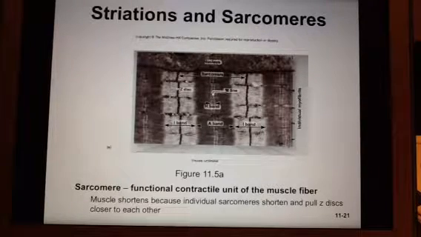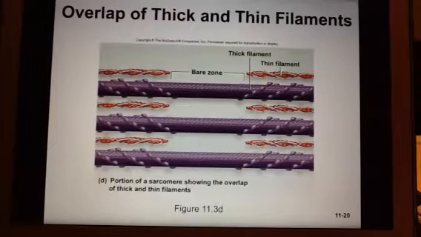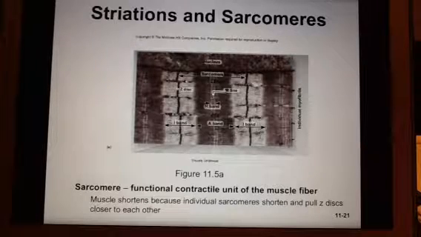So when we talk about contraction, we're going to be looking at one sarcomere. The muscle shortens because individual sarcomeres shorten. They pull those Z discs closer to each other. See those Z discs, they're two thin little lines on this picture. When the muscle contracts, those Z discs are going to become closer to each other. Basically, this bare zone is going to become unbare anymore. This is how the contraction is going to work. This bare zone and those thin filaments are going to move towards each other, pulling those Z discs close to each other. But again, we're going to save all the contraction for next week.